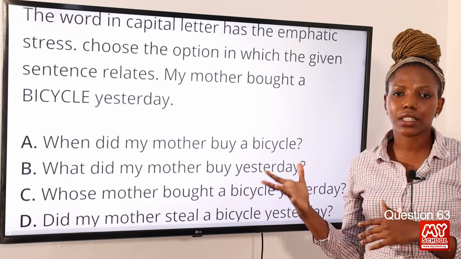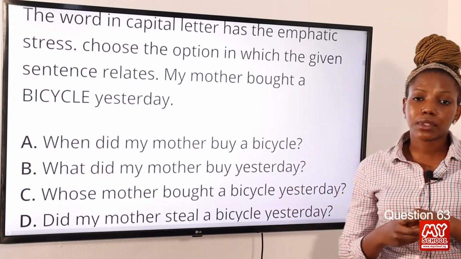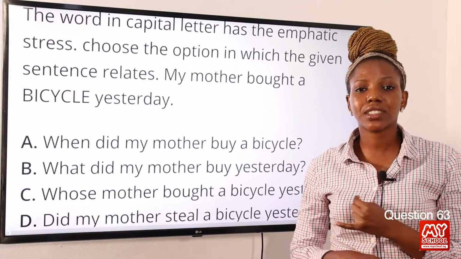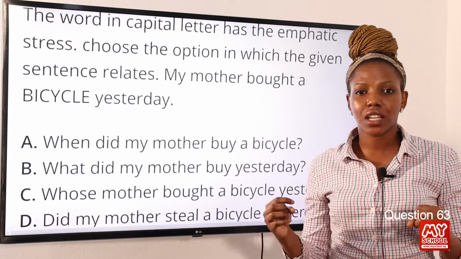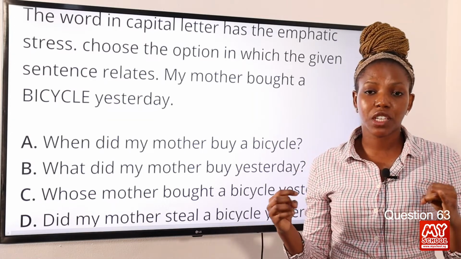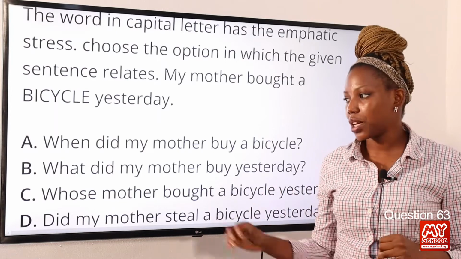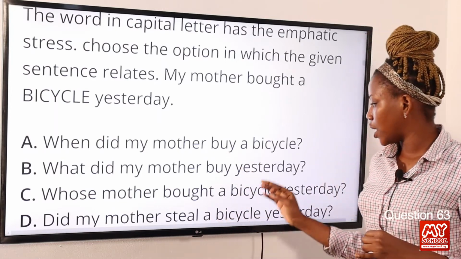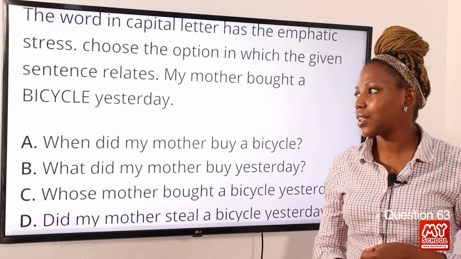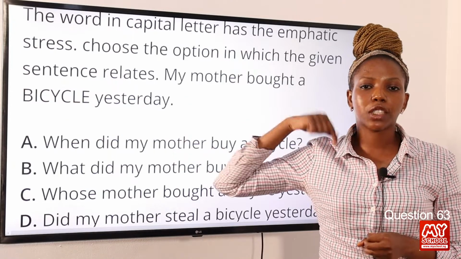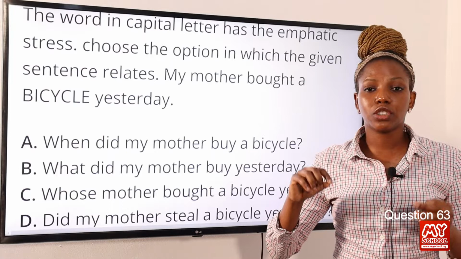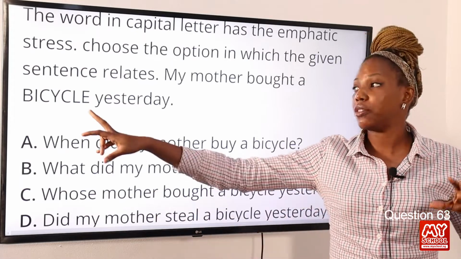Now how do we arrive at this answer? In attempting or solving emphatic stress questions, there are two things you need to note. The first thing is the answer must be an interrogative form or an inquisitive form. That is, it must be in the form of a question. And as we can see, all the options are in the form of question. So that is number one rule. Now the second rule is that the word emphasized, bicycle, must be replaced. So another word must be used instead, or the word used must be in contrast with the word emphasized.